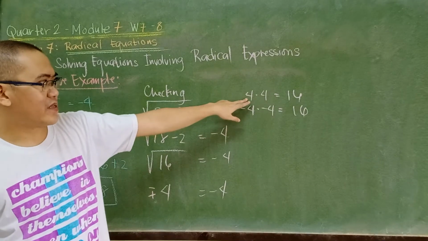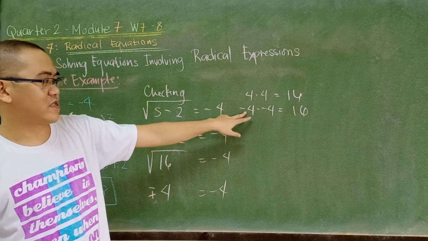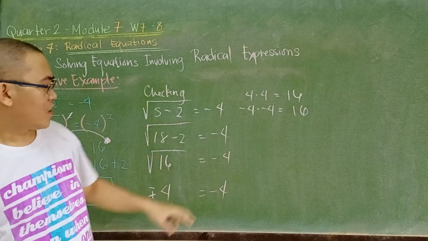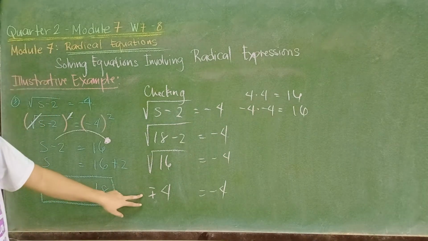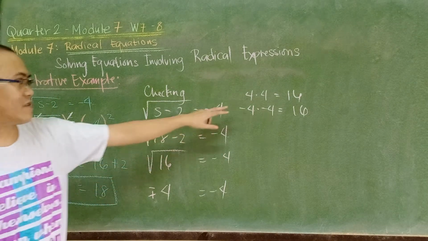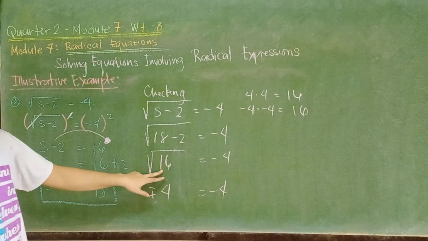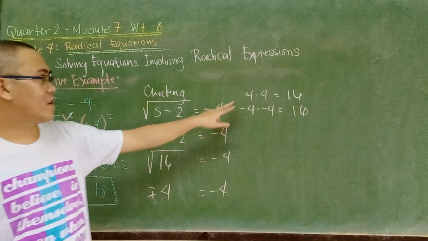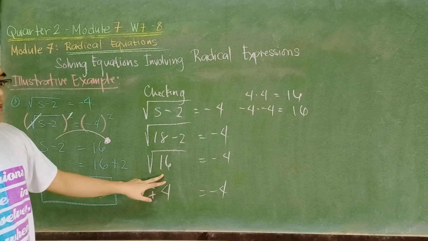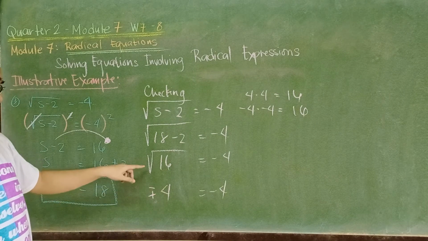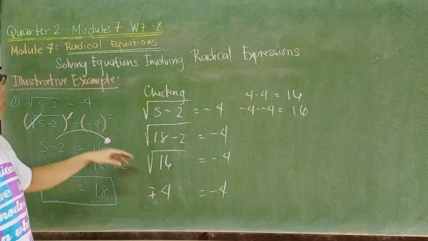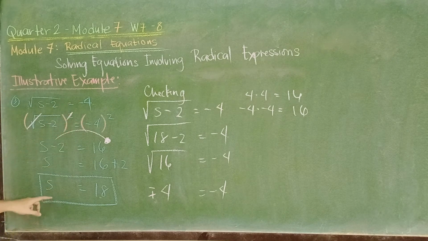Pwede mag-multiply ka ng dalawang positive 4 or dalawang negative 4. So meron kang two possible answers. Pwede dalawang negative 4, kasi negative 4 times negative 4, 16 din naman. Or positive 4, which is 4 times 4 is also 16. So pwede natin sabihin na yung answer natin for number 3 is correct, yung S is equal to 18.